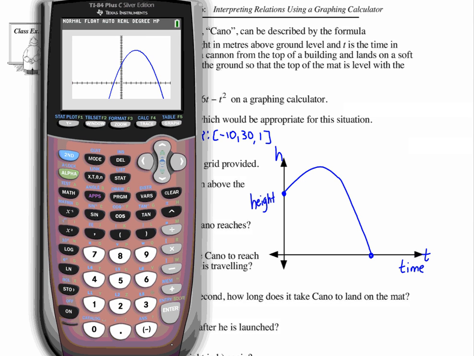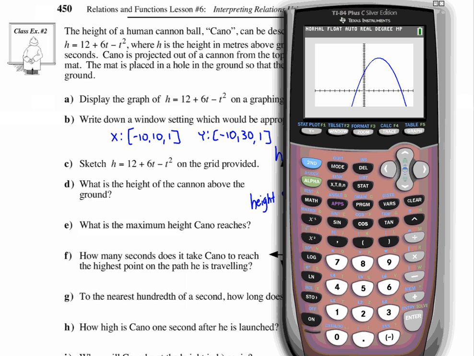Okay. So tell me, it says, what is the height of the cannon above the ground? So at the beginning of this question, the person is where? If you're a human cannonball and you're getting shot out of a cannon, at time equals 0, where are you? In the cannon. Okay? So if you're asking me what is the height of the cannon above the ground, we're really looking for our h-intercept. So what is the h-intercept? How do I find the h-intercept or the y-intercept?